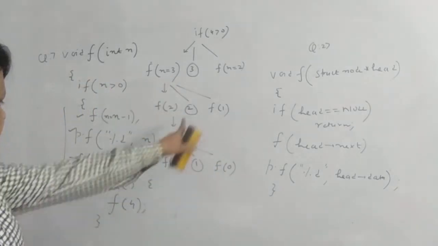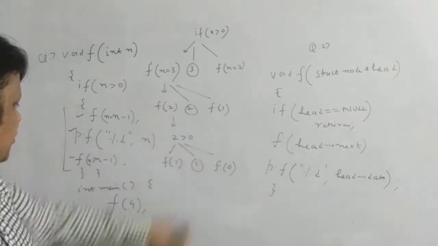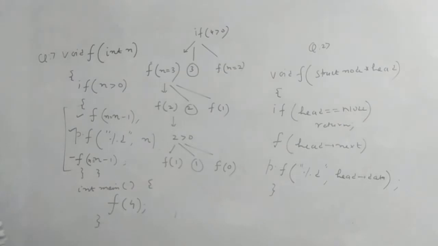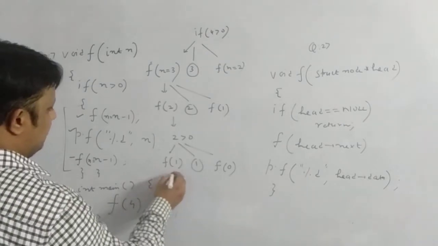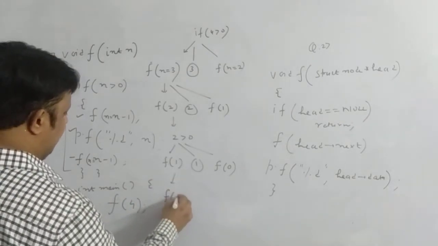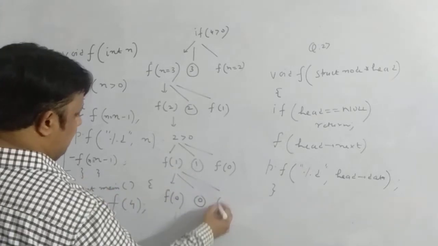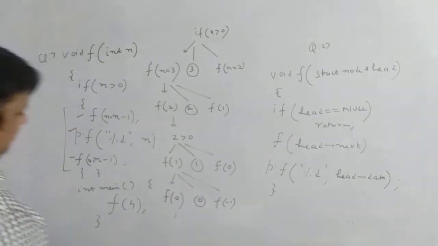So it is 3 because n becomes your 2, n becomes your 1. So when 1 minus 1, your 0, right? Now when you call this function f1, so what is happening? It is f0, right? That 0 gets printed, and this is minus 1, right?